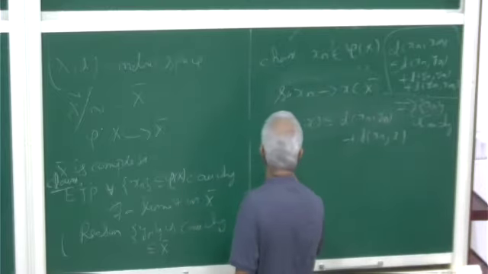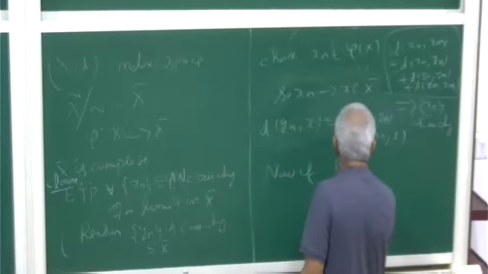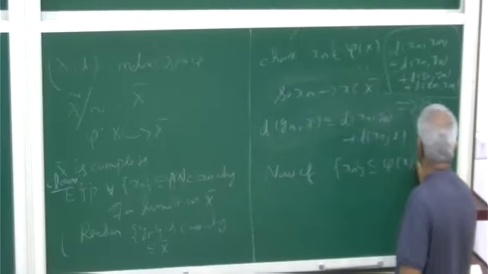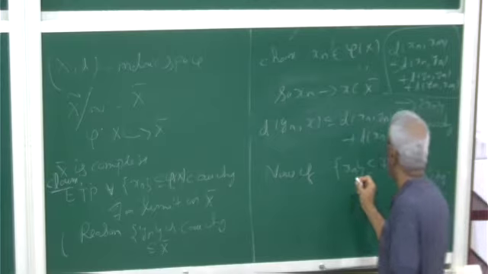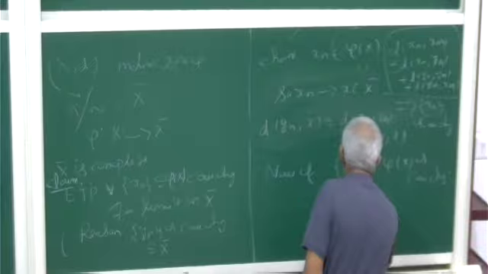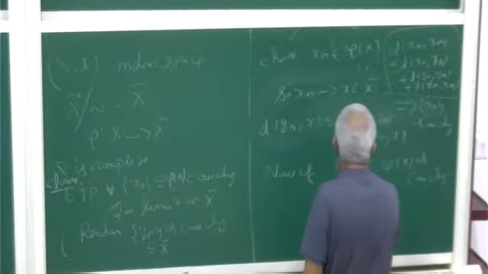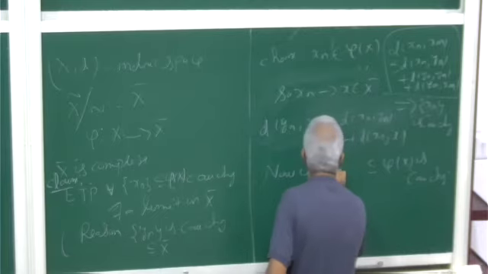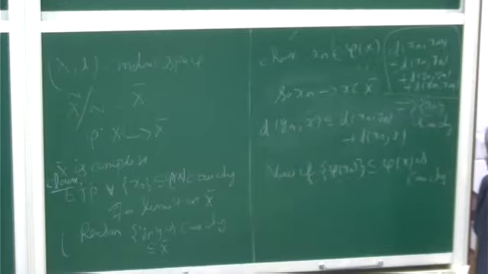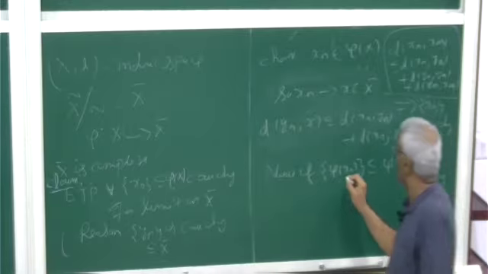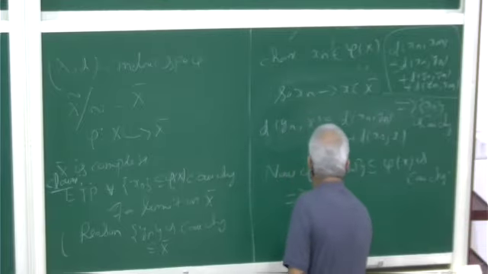Now, after the claim, if Xn contained in phi of X is Cauchy, then Xn is equal to phi of some xn. Now phi of xn contained in phi of X is a Cauchy sequence. If xn is a Cauchy sequence, then we get that phi of xn is Cauchy.